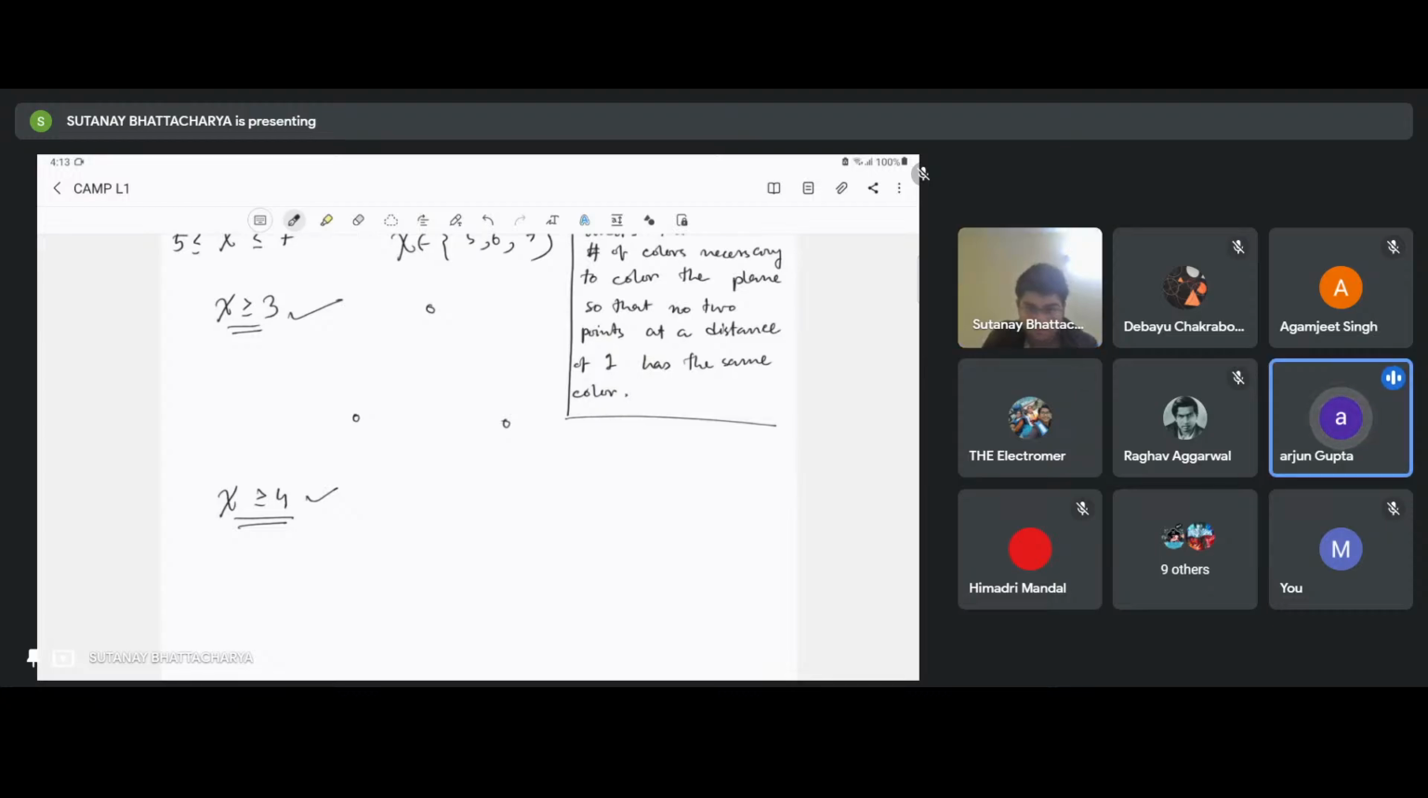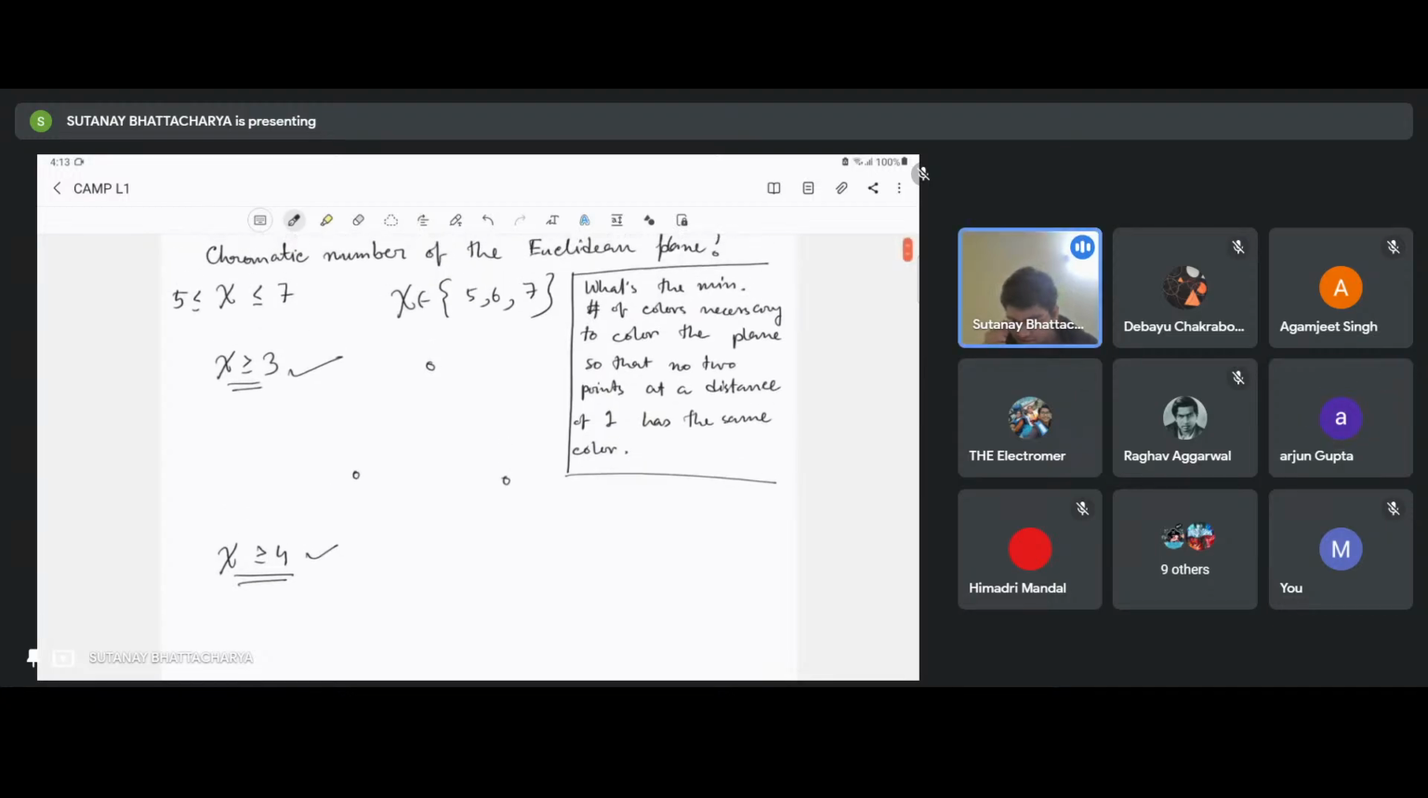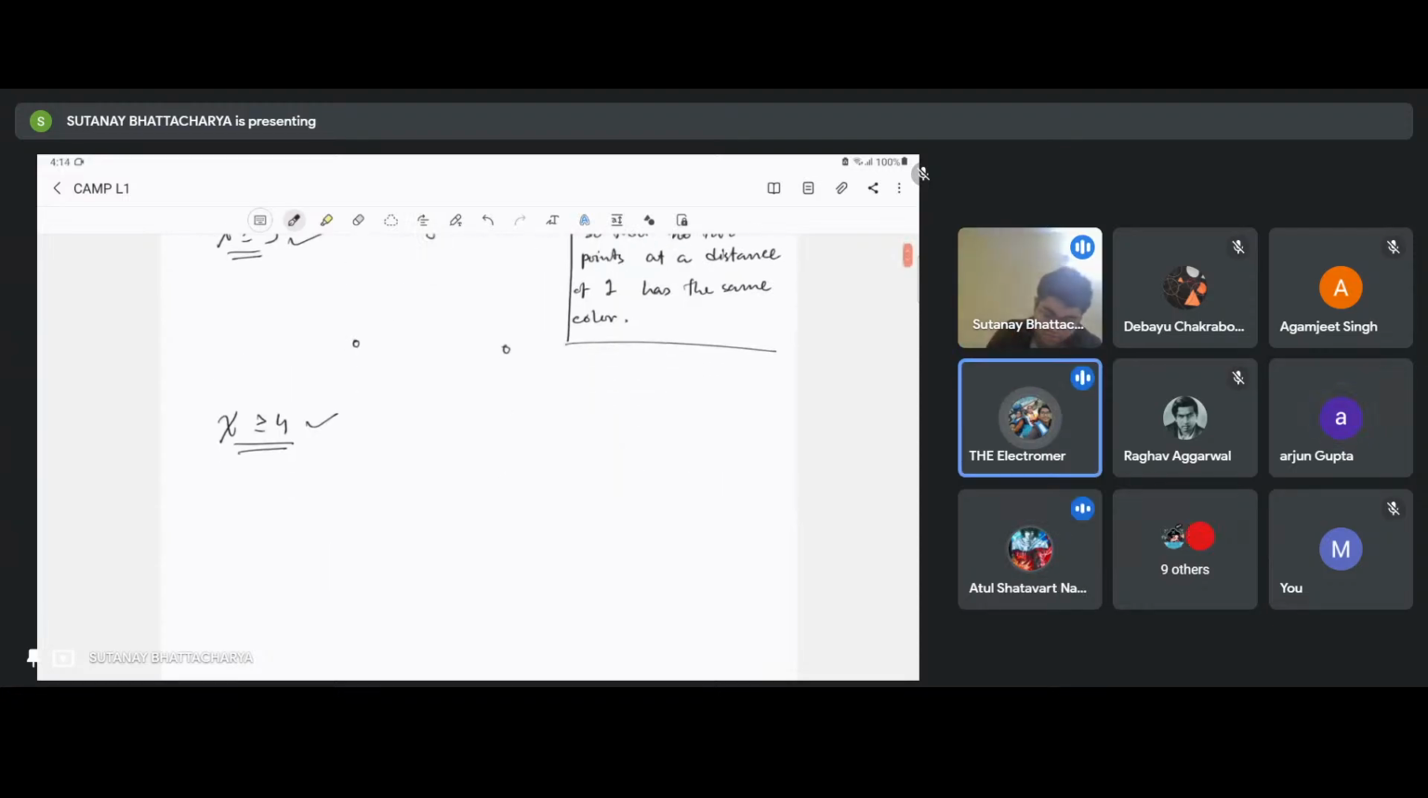I didn't get the question. Yes, so someone in the chat asked if Euclidean plane means Z squared, the integer lattice. I think two colors, right? Yes, 2 colors is correct, but someone didn't get the question, so let me get back to you.